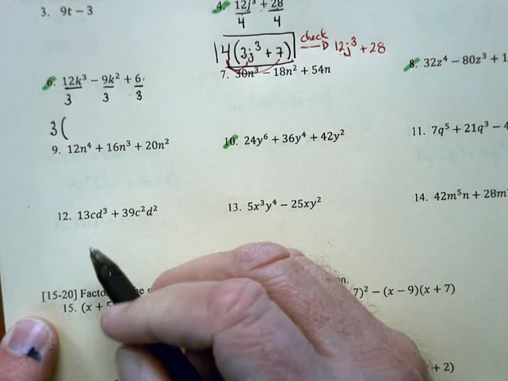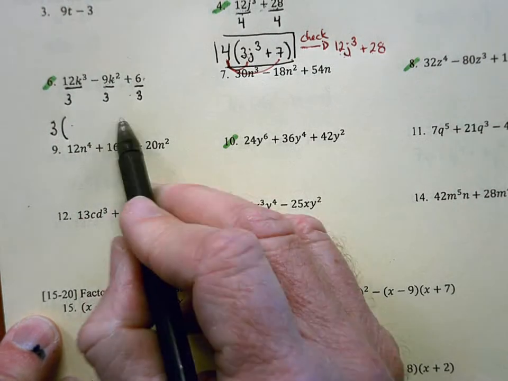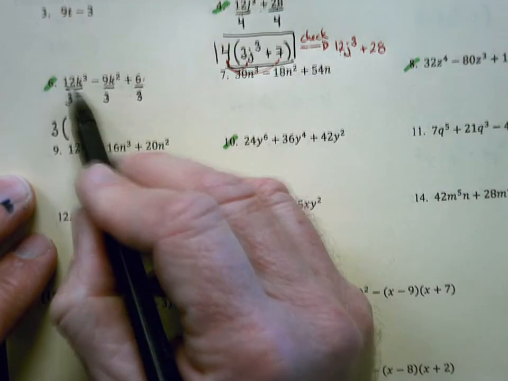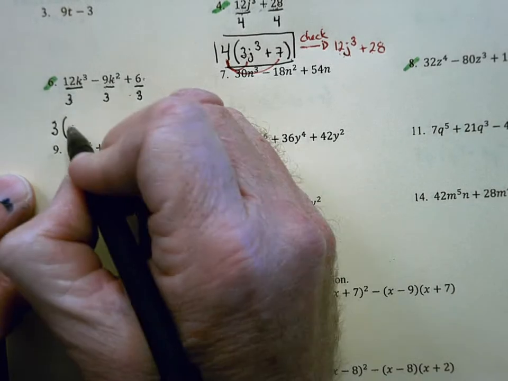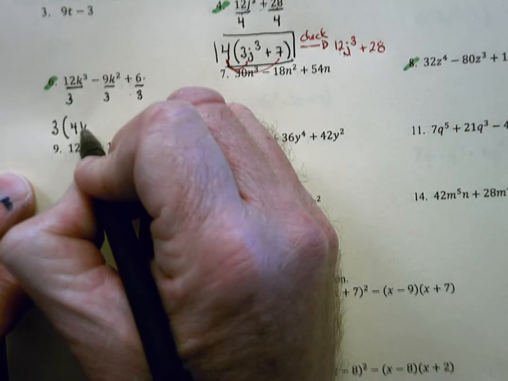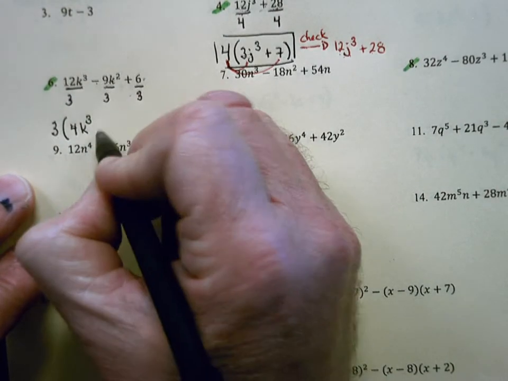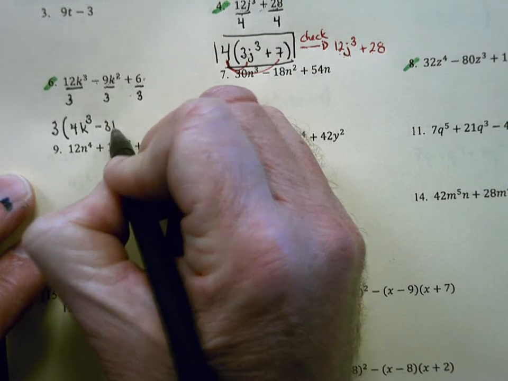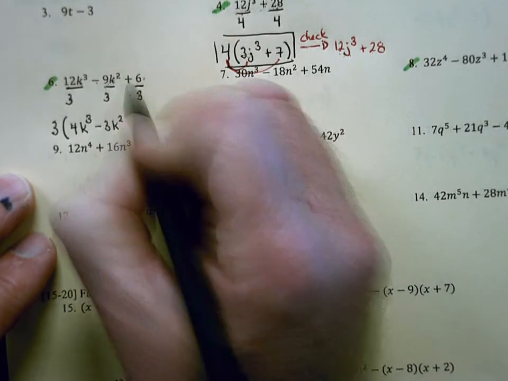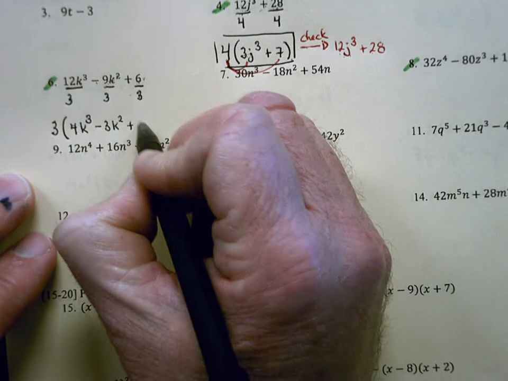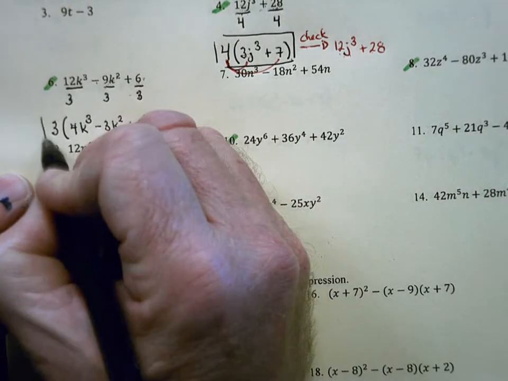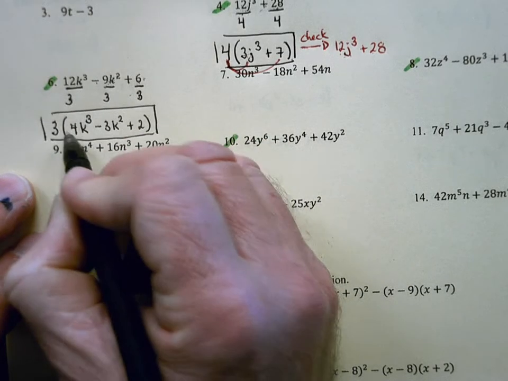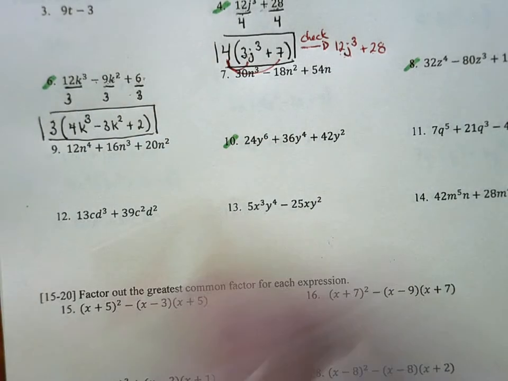Then my second factor is going to be what's left over after I divide 3 out of each term. So 12k to the third divided by 3 is 4k to the third, minus 9k to the second divided by 3 is 3k to the second, plus 6 divided by 3 is 2. So there are my factors. My greatest common factor is 3, and then my second factor is 4k to the third minus 3k to the second plus 2, okay?